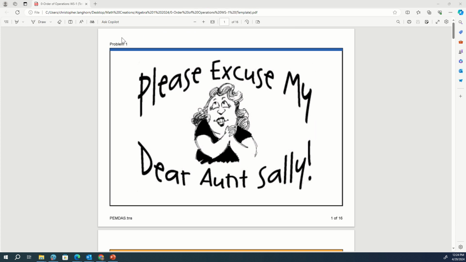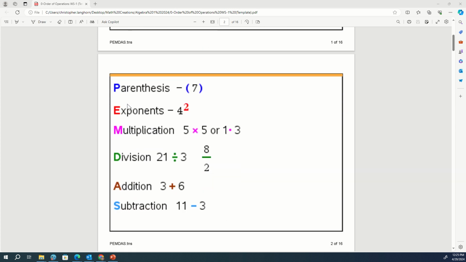All right, we're starting with order of operations. The first thing that comes up says, "Please excuse my dear Aunt Sally." That's just telling you the order to do things. P here stands for parentheses. Parentheses are the top order. Exponents are next.